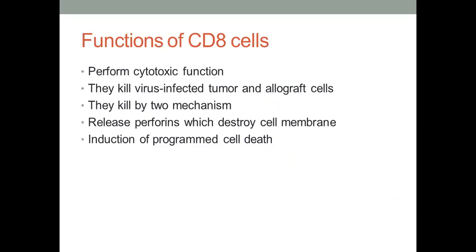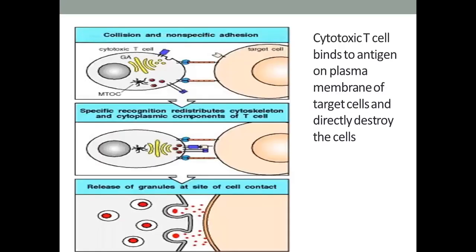Now, what is the function of these CD8 cells? The CD8 cells are the effector cells and they perform cytotoxic function. They kill virus infected cells, tumor cells and allograft cells. Their killing mechanism is that either they release perforin, which punches holes in the cell membrane, or they induce programmed cell death, apoptosis. This picture shows the cytotoxic T cells binding to the antigen on the plasma membrane of target cells and directly destroying the cell. So this is the direct cytotoxicity of the cytotoxic cells.